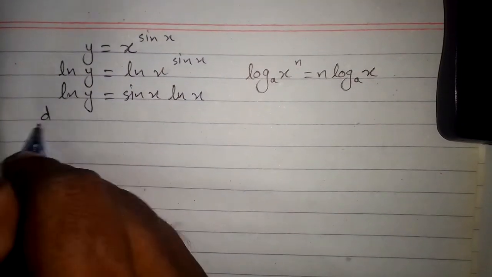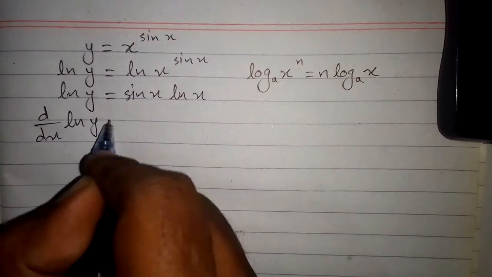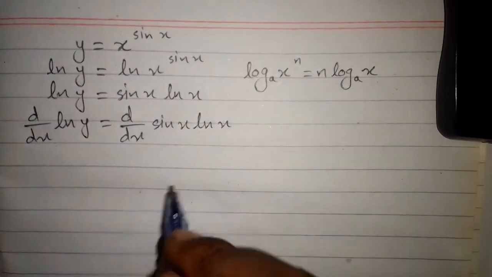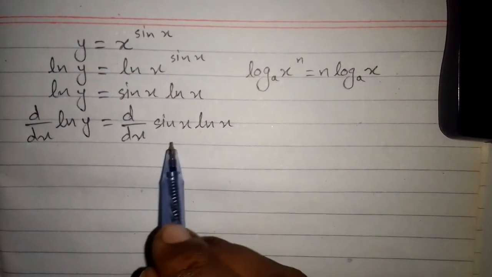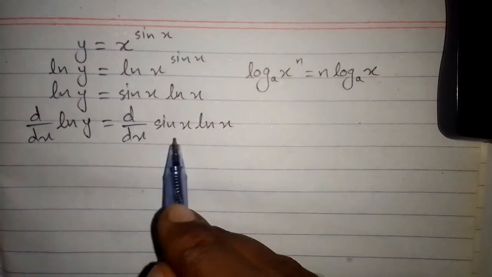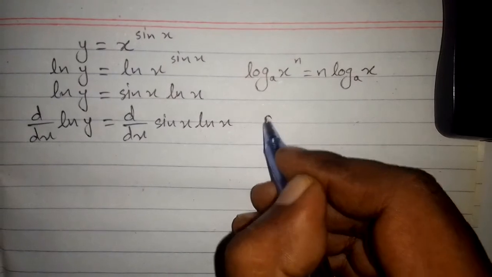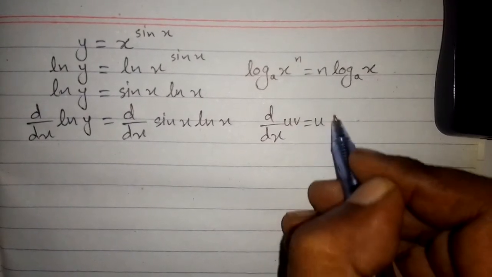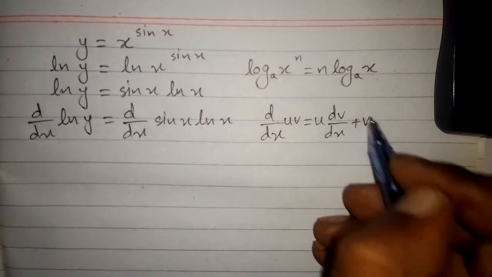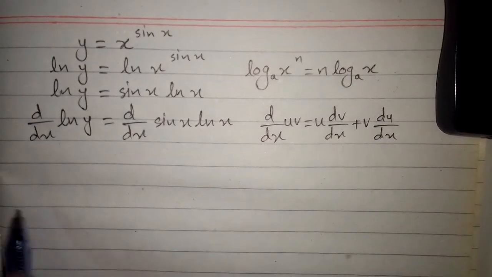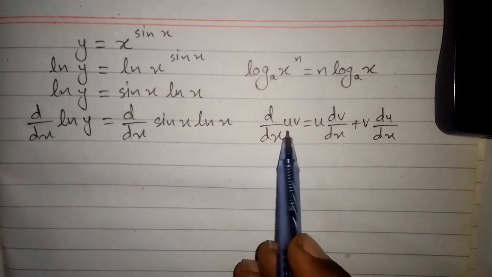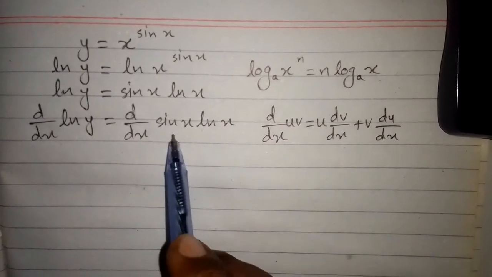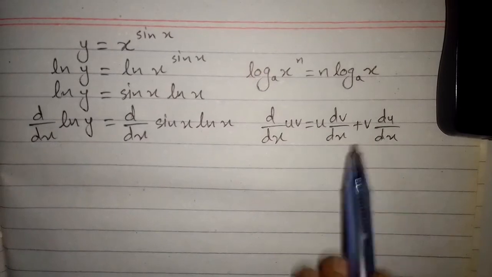Now we will take the derivative of both sides. So we have d by dx of ln y is equal to d by dx of sin x ln x. Now here we have two functions, so in order to differentiate the product of two functions, we will apply the product rule of derivative, which is d by dx of u v is equal to u times derivative of v plus v times derivative of u. So here we have sin x in place of this u and ln of x in place of v. So we will put sin x and ln of x instead of u and v in this formula.